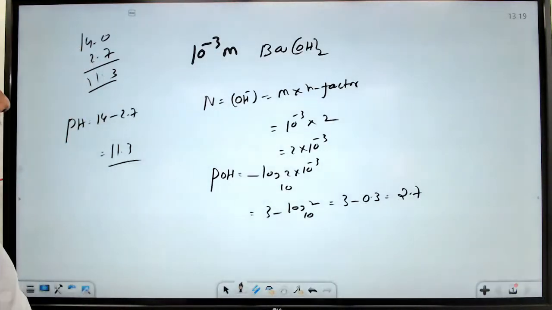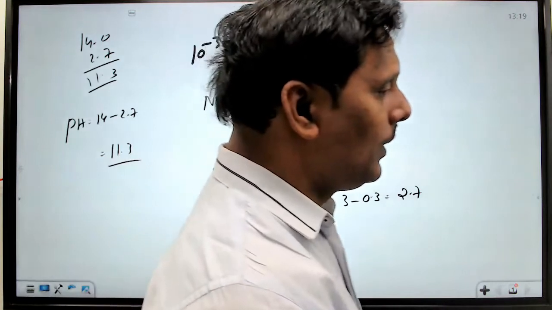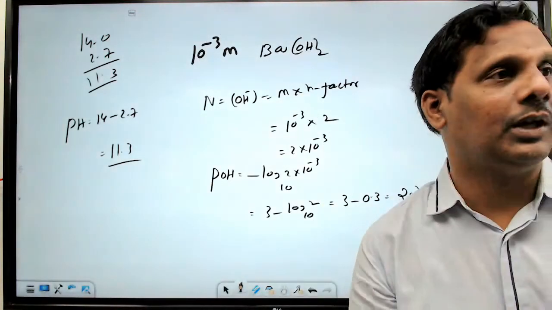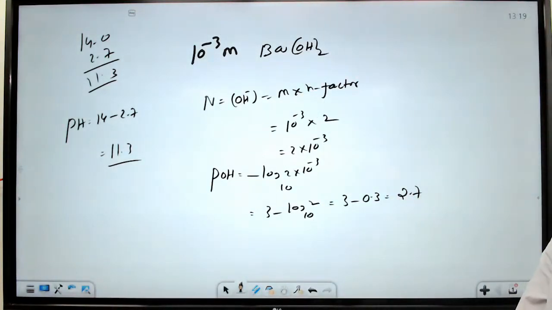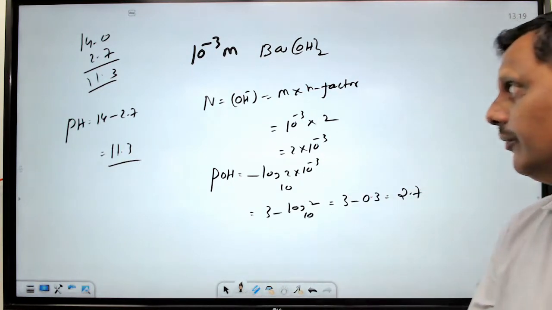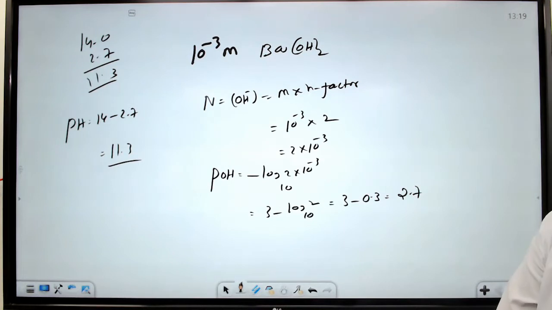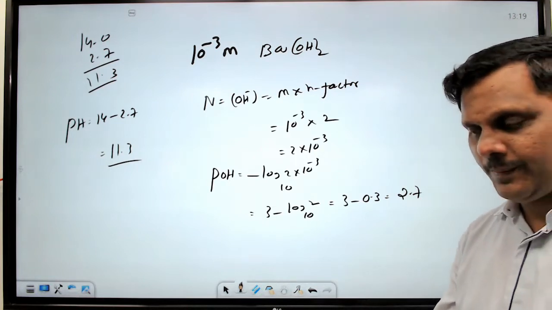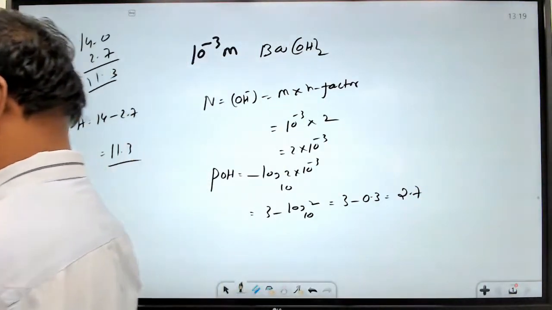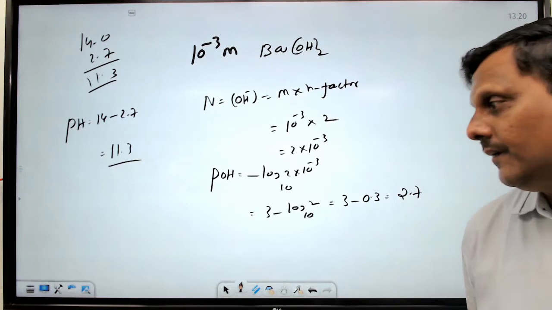Once again note करो. 10 power minus 3 molar barium hydroxide is given. How to find out normality? So molarity into N factor है. वो देखो this is normality, nothing but OH minus. We calculate pOH. pOH is 2.7 है. But you want to calculate pH. 14 minus pOH we get pH. Note करो. Right? चलो.